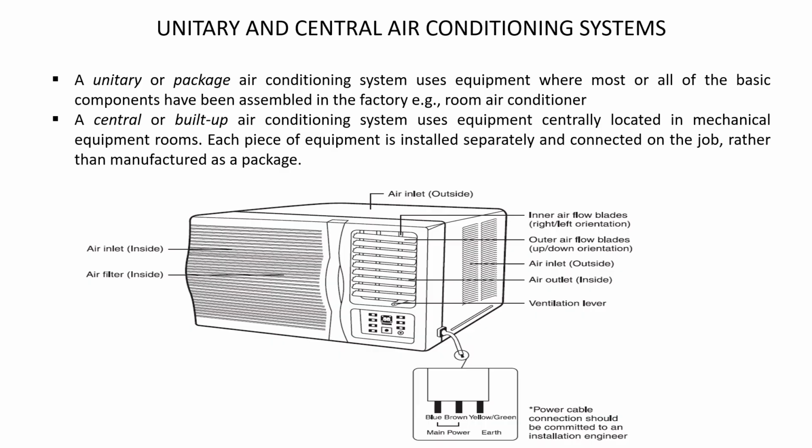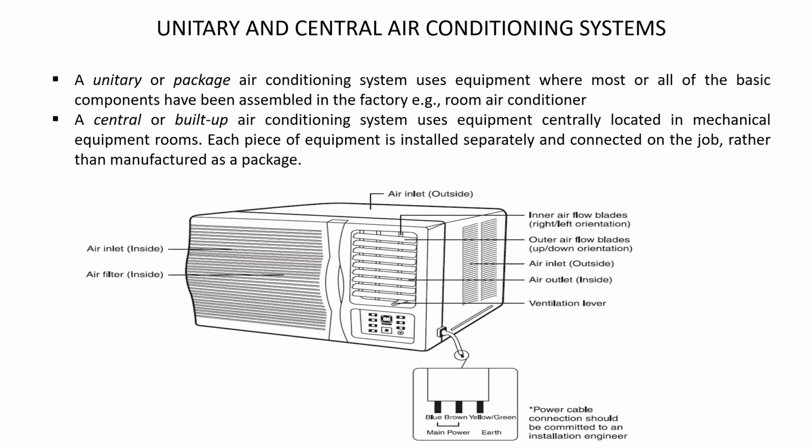So this is called unitary and central air conditioning system. This is like a window AC. The unitary or packaged air conditioning system uses equipment where most or all of the basic components have been assembled in the factory. So it is most probably used as a room air conditioner.